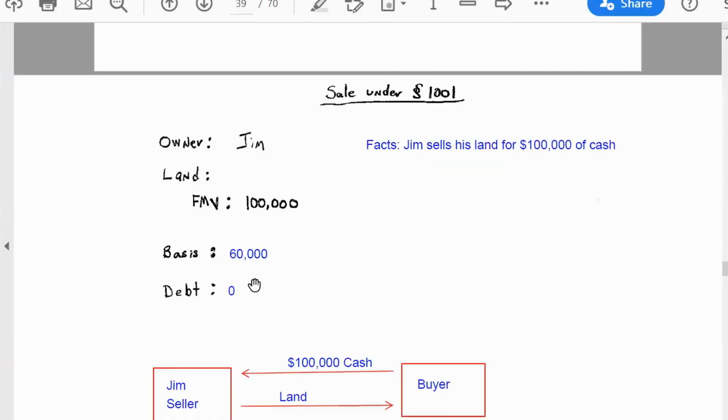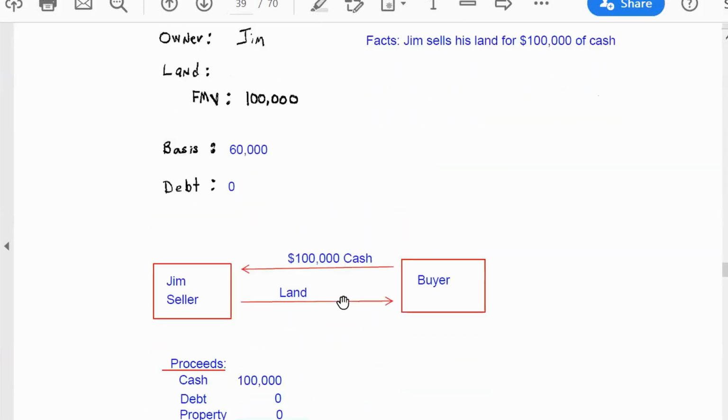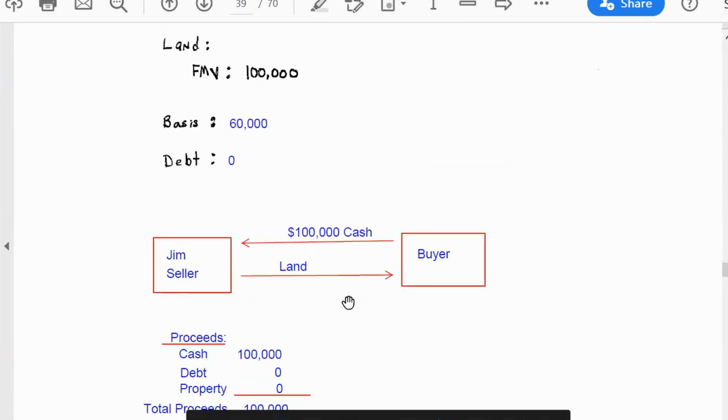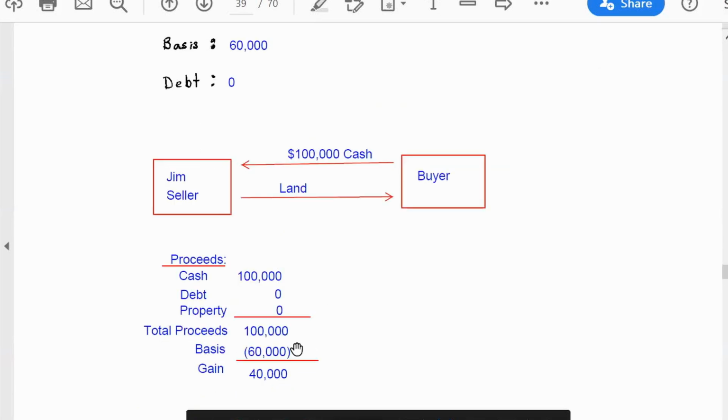Okay, that's interesting. I got $60,000 of basis there. I'm not letting you catch me on that, Jameson. I caught my own mistake. Should be 50, but I got an error. So I got 100,000 of cash, 0 debt, 0 property, 100,000 proceeds compared to basis, 60, 40 of gain. 1001 tells me that I got a $40,000 gain.